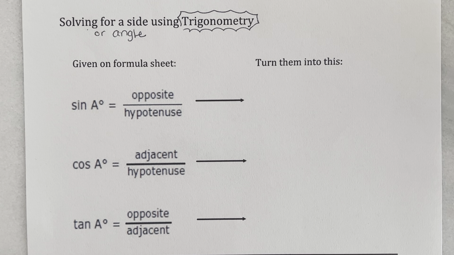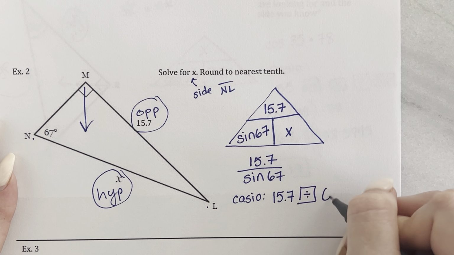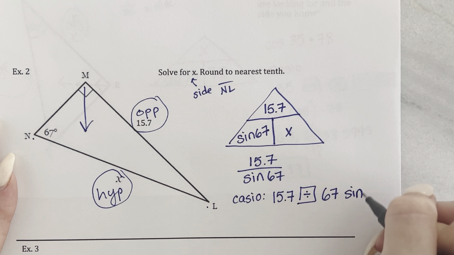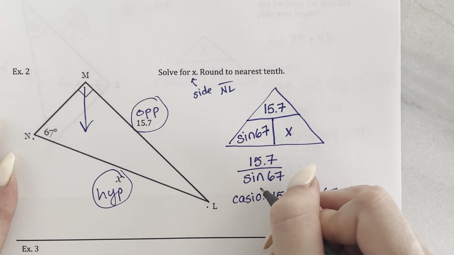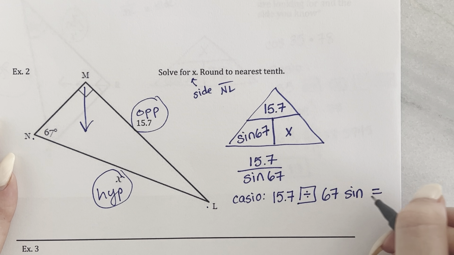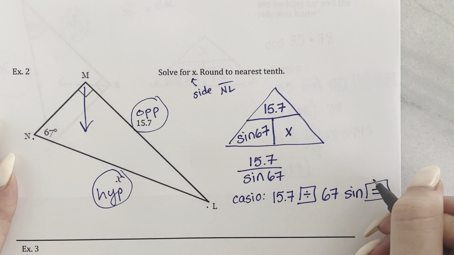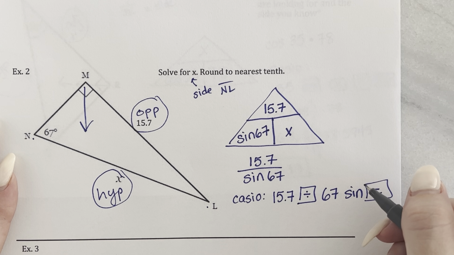And if you were doing the FSA calculator, you literally just type this in and it gives you the answer. If you're using the Casio, you're going to type 15.7 divided by 67 sine. Remember, when you use Casio, you've got to put this in backwards. And then don't forget to hit the equals sign. Most of the time when you guys mess up, it's because you didn't hit the equals sign.